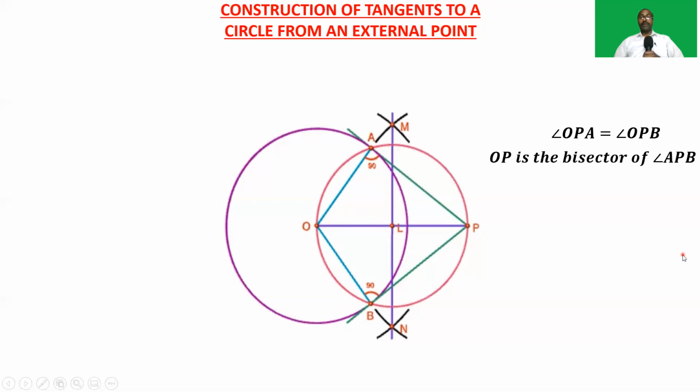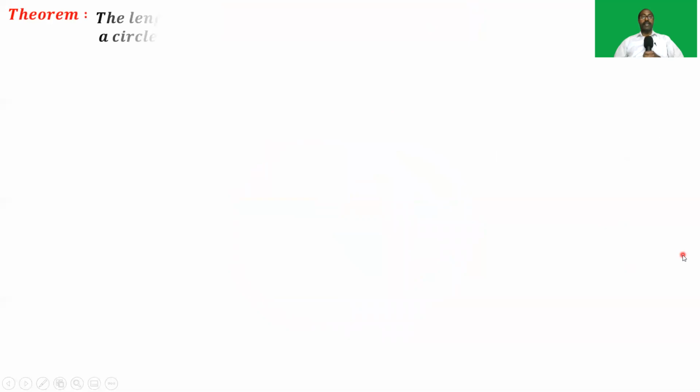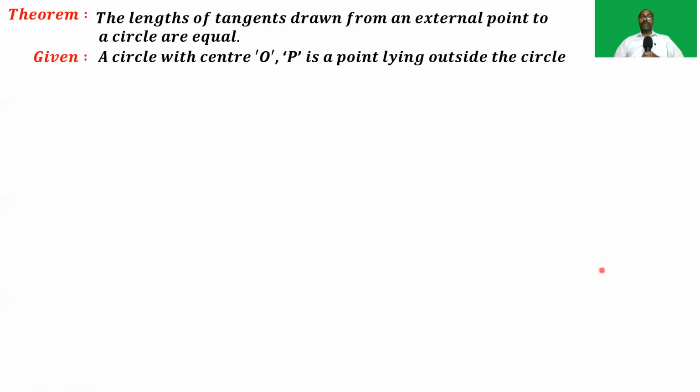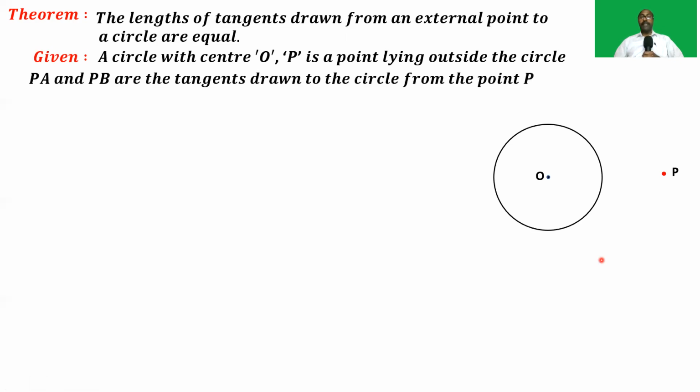And now let us prove a theorem. The theorem is: the lengths of tangents drawn from an external point to a circle are equal. We have just seen that we can draw two tangents from an external point to a circle. And now we are going to show that the lengths of tangents drawn from the external point to a circle are equal. So take a circle with center O and P is a point lying outside the circle like this. Now PA and PB are the tangents drawn to the circle from the point P.